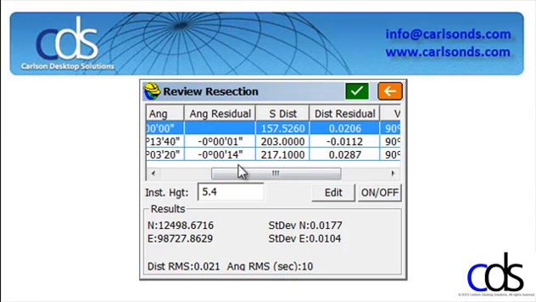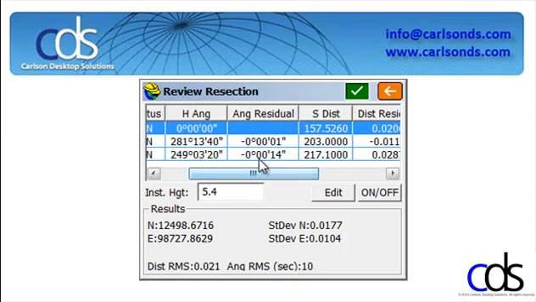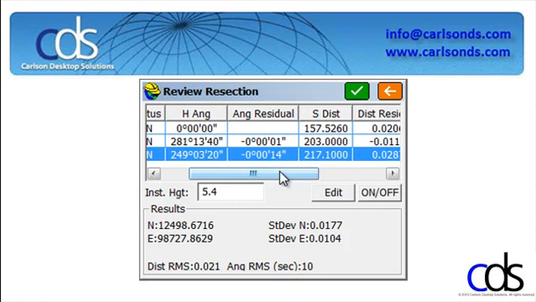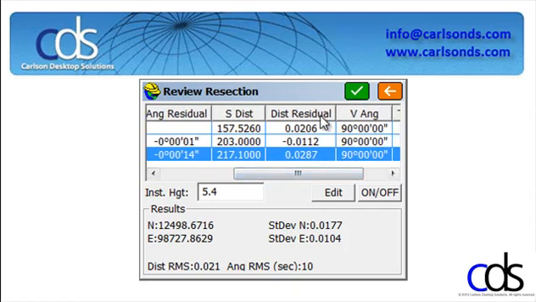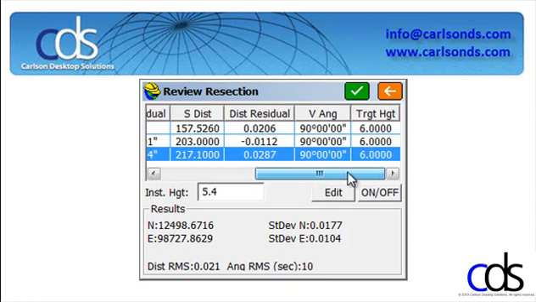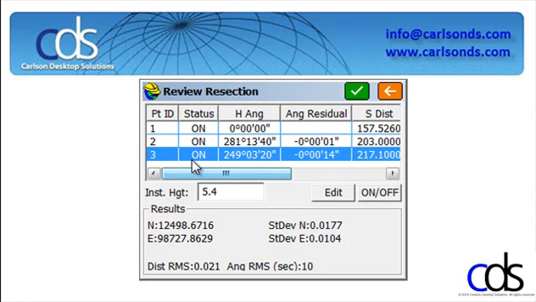So if these numbers were high, for example, angular residual here, I've got 14 seconds, and 2/100ths on the distance residual. So I may want to go back and possibly take that point and turn it off, telling it not to use that point because maybe I'm uncomfortable with that 14 seconds being out there. I'm going to go ahead and use all three of those points.